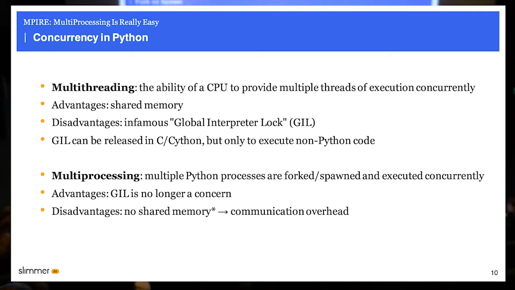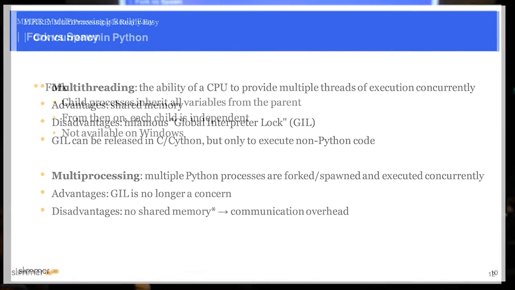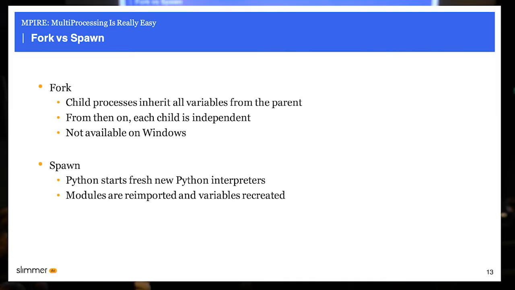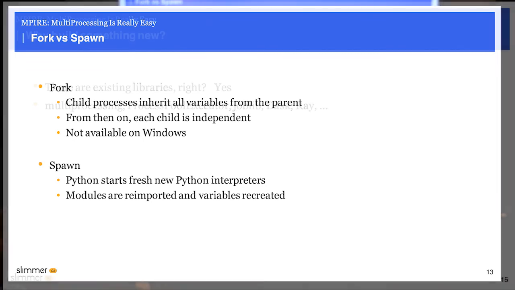I mentioned in the previous slide that Python processes can be forked or spawned. Fork means that each child process inherits all the variables and more from the parent, and from then on, each child is independent. Fork is available on Unix systems, but unfortunately not on Windows. And there you have spawn, where Python starts fresh new Python interpreters. Every time you start a process, all modules have to be re-imported and variables recreated. This can be useful in its own right, but usually fork is faster and can be exploited in some ways. I'll get back to that later.